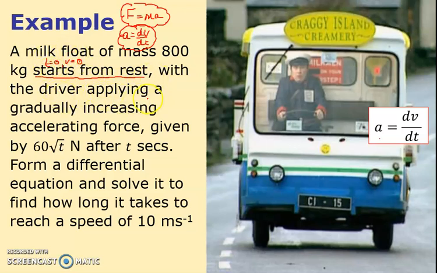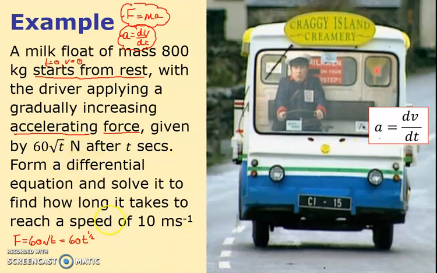With the driver applying a gradually increasing accelerating force. Now that would be easy to miss that. Look, it's not the acceleration. It's an accelerating force, and that's why we use this F equals ma. But anyway, it's given as this, so I'm just going to write this at the bottom. F equals 60 root t, and of course 60 root t is better written as 60 t to the half, I think, because I suspect I'm going to have to integrate or differentiate.